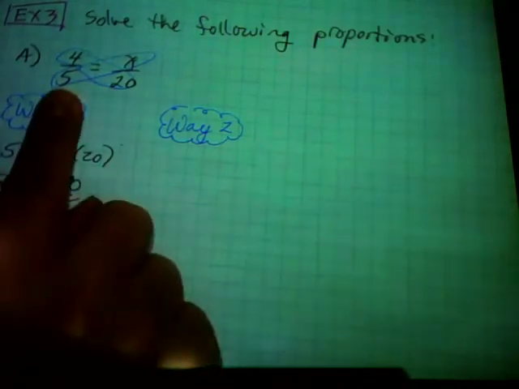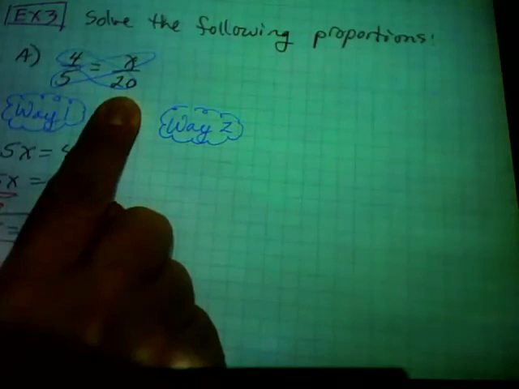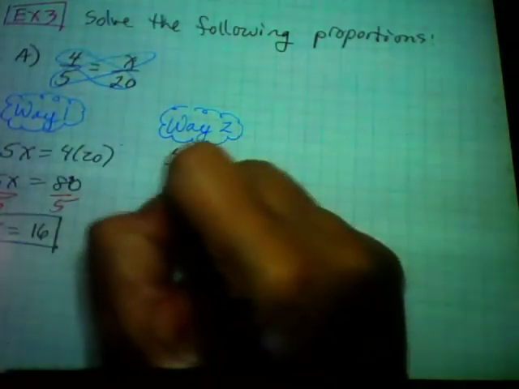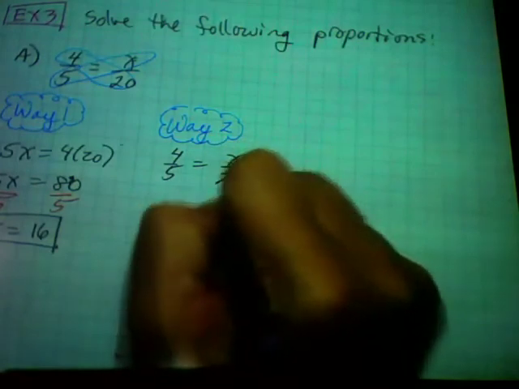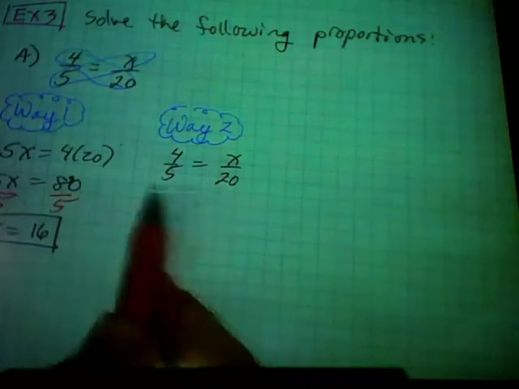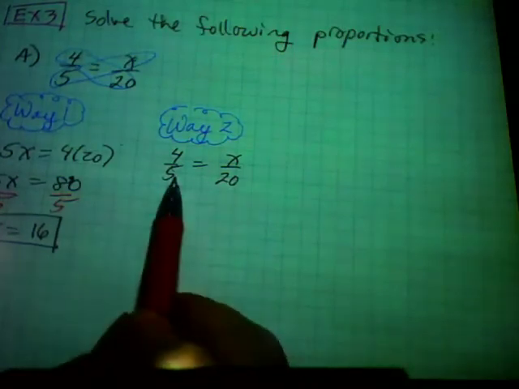Can I multiply 5 by anything to get 20? Yeah. So if I have 4 over 5 equals x over 20, sometimes the two numbers that you do have, if they're proportional, whatever I did to this number, I did to this number. So if I multiplied 5 by what to get 20?